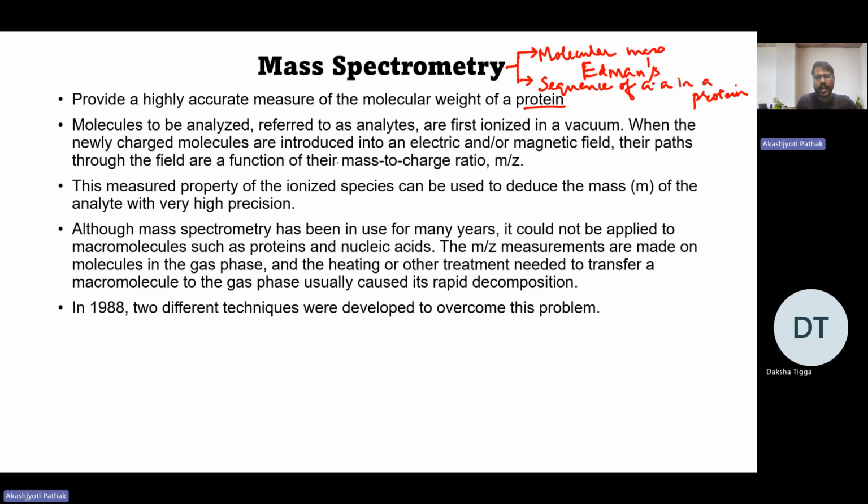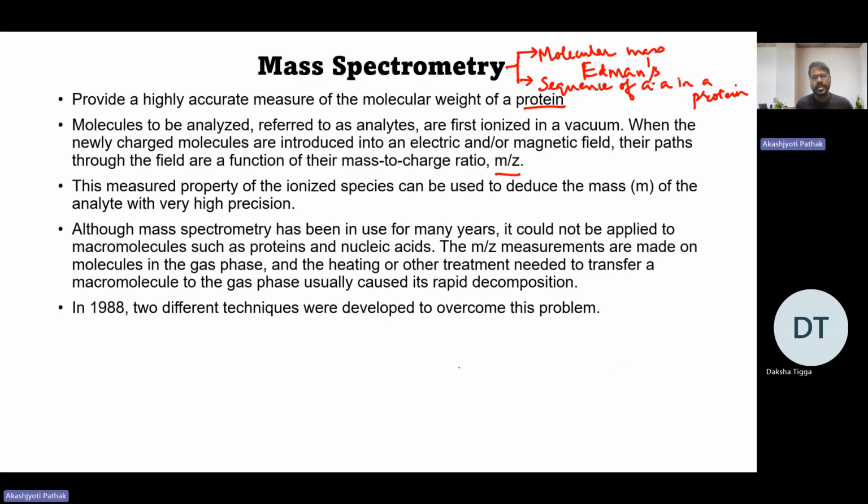Molecules to be analyzed, referred to as analytes, are first ionized in vacuum. When the newly charged molecules are introduced into an electric and or magnetic field, their paths through the field are a function of their mass to charge ratio, m/z.